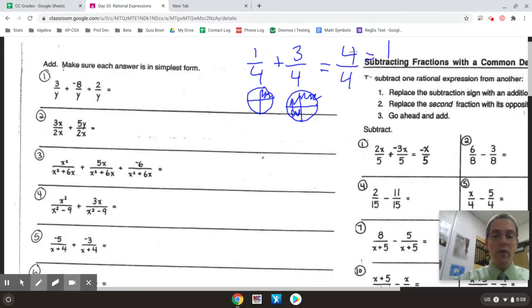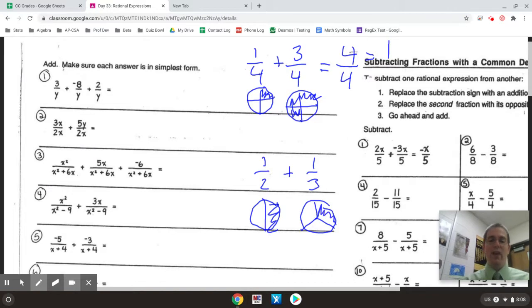Also remember, if you had something like 1/2 plus 1/3, I could not add those. What I would need is a common denominator. A 1/2 would be a piece about this size, and a 1/3 would be a piece about this size. You cannot add that half and that third together because the pieces are not the same size. They are not like denominators, so you can't combine them.